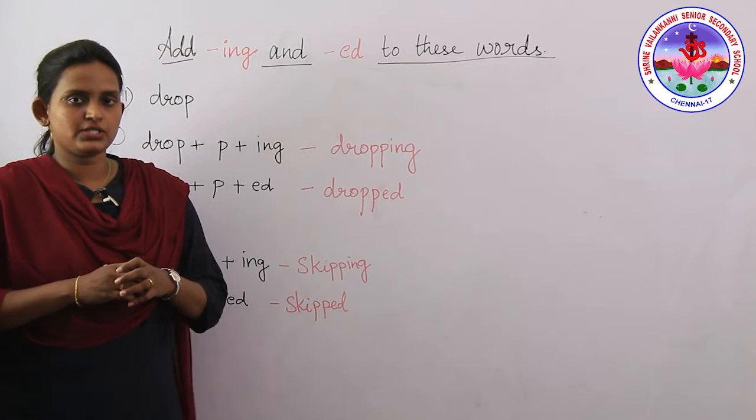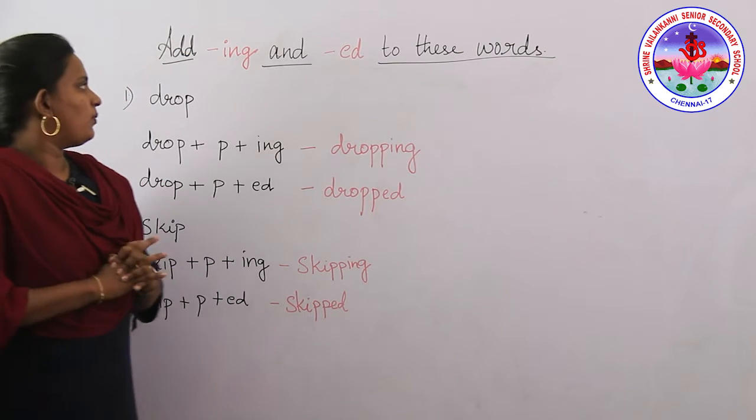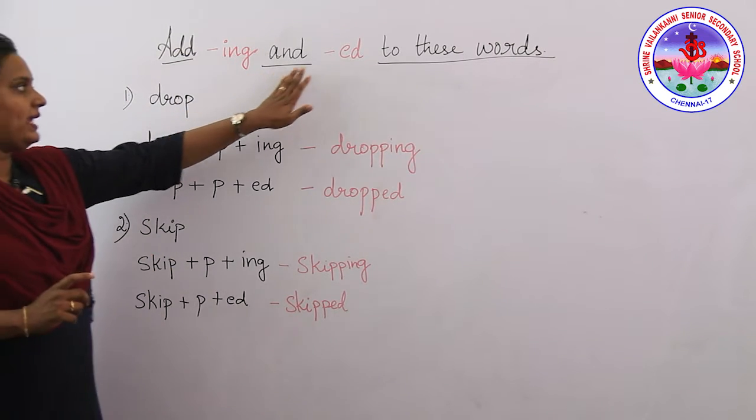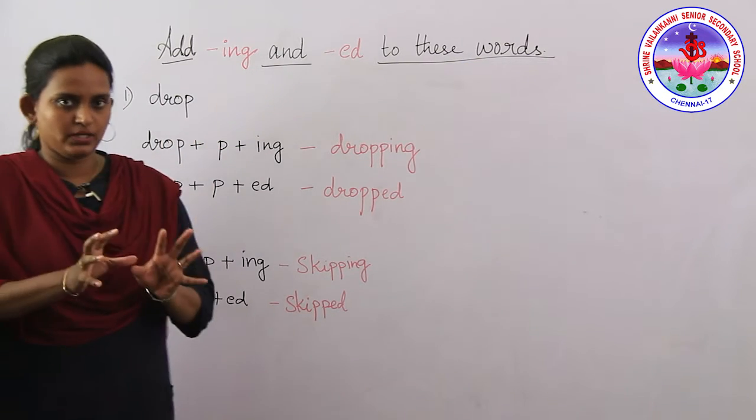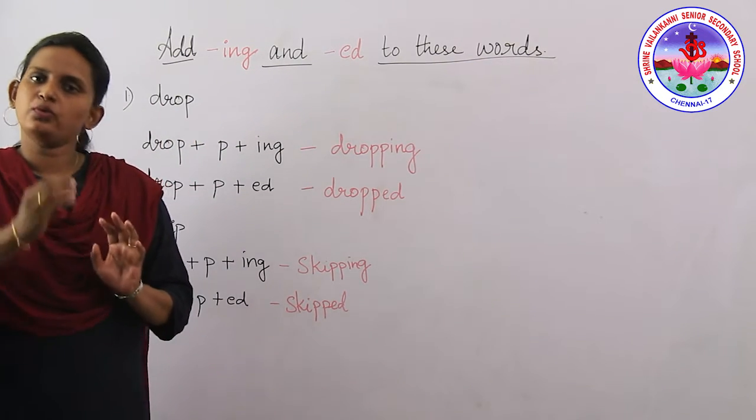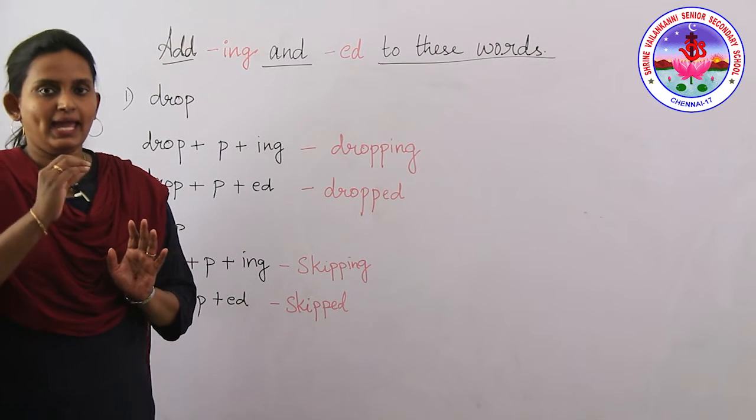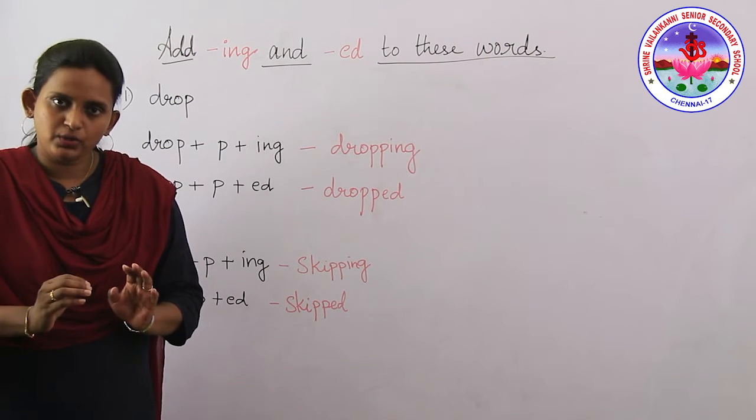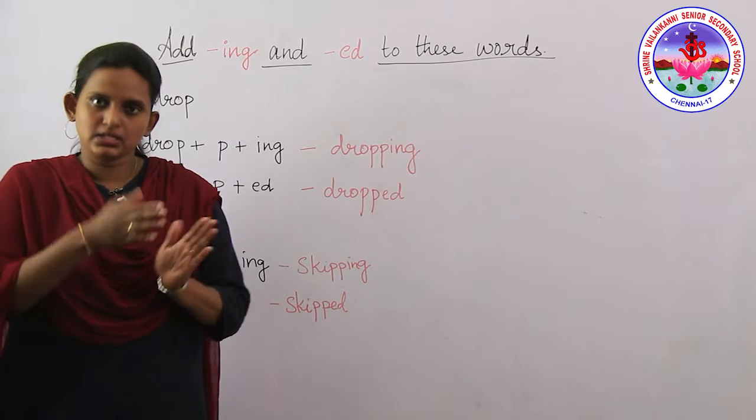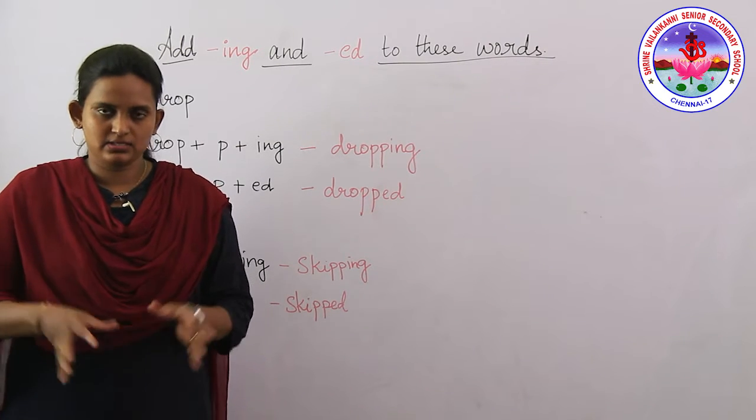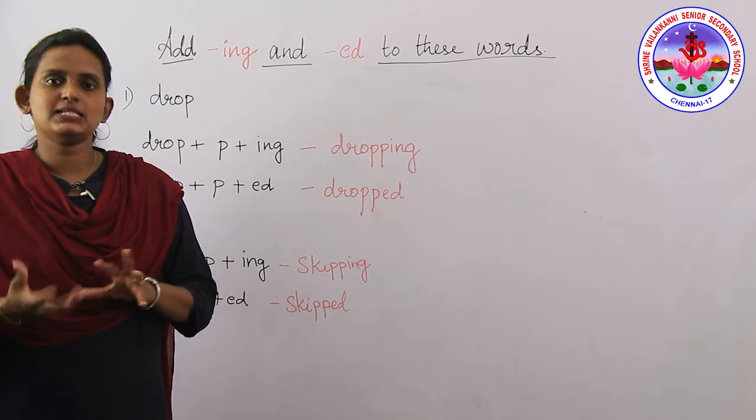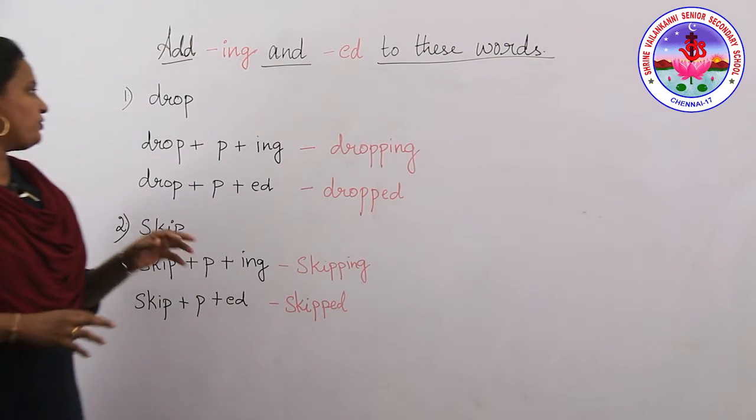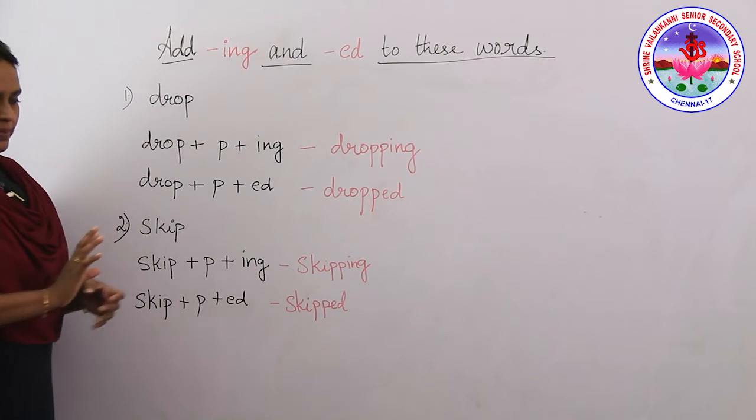Okay, so now we are going to see some exercise part. Add ing and ed to these words. Okay, so they'll give you words. So what you're supposed to do, we need to add ing and ed. I already told you that ing means which is happening in the present. Okay, ed means which already happened, which means it is in the past. Your first word is drop.